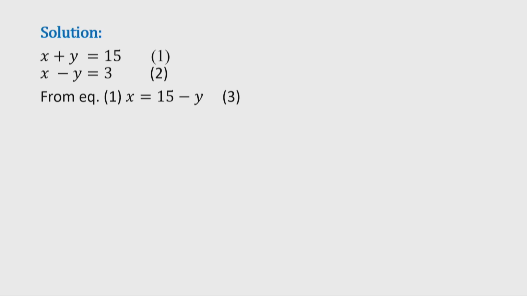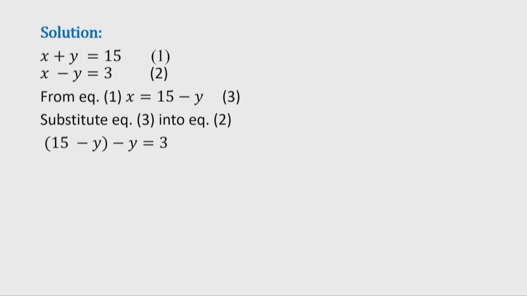But as I have mentioned earlier, you decide which equation you want to work with and which variable you want to make the subject of formula. So I will now replace equation 3 into equation 2. I will replace the x by 15 minus y, equal to 3. I will simplify this equation and find the value of y. So 15 minus 2y equal to 3.